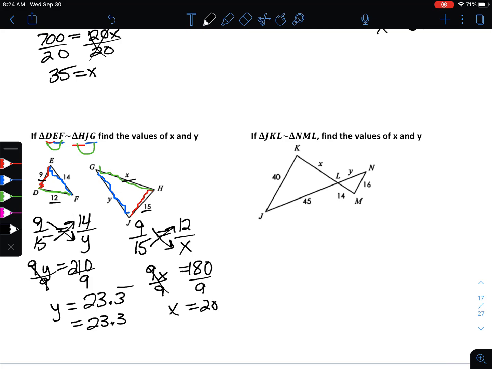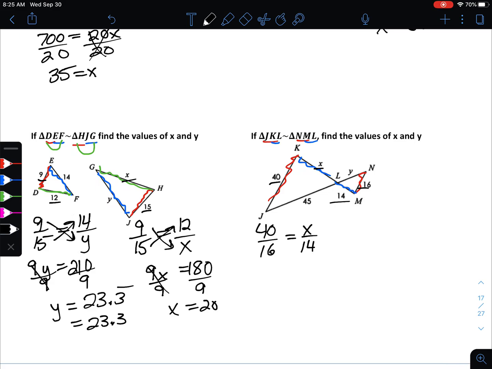All right, let's do another one kind of like that. So we've got triangle JKL is similar to triangle NML. So first sides that match, JK matches with NM. So that's going to be that 40 matches with 16. Hey, good news. We've already got a pair of matching sides. Next, we're going to say that KL matches with ML. So here's KL, ML, and now we've got enough for a proportion. So we already said that the 40 matched up with the 16. We can also say that X matched up with 14.